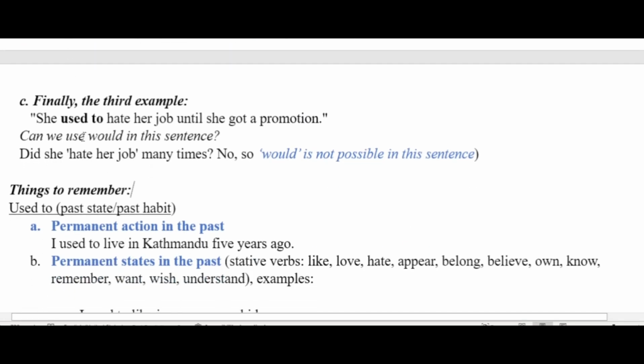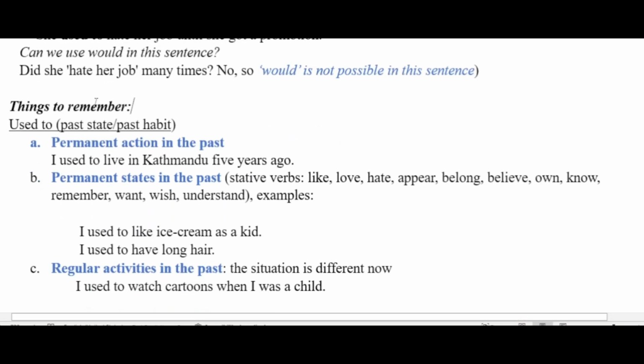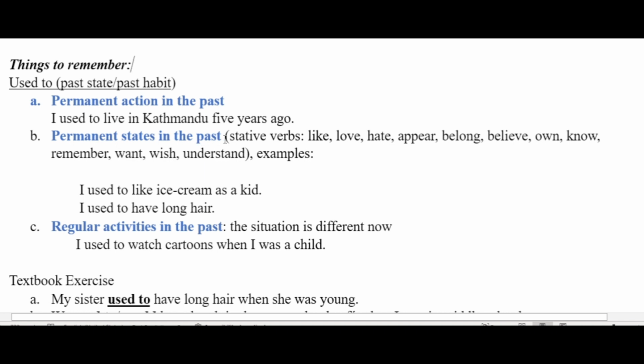Finally, the third example, she used to hate her job until she got a promotion. Can we use would in this sentence? Did she hate her job many times? No. So, would is not possible in this sentence. Things to remember. Used to is used to talk about past state and past habit, permanent action in the past. I used to live in Kathmandu 5 years ago. Permanent states in the past.